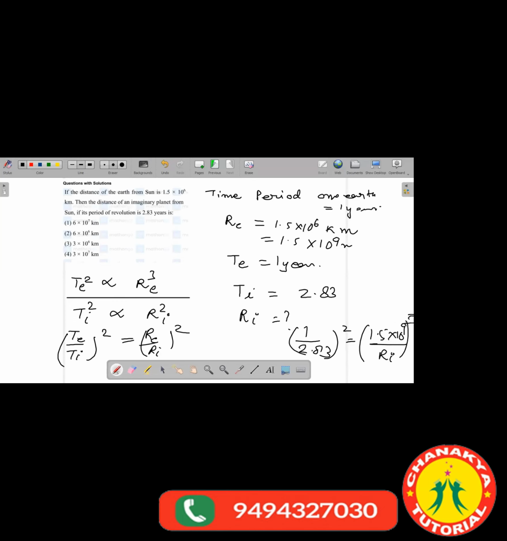Okay. So this expression can be solved easily. Can you solve it and see which one is the correct answer?